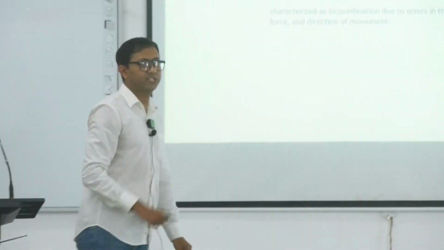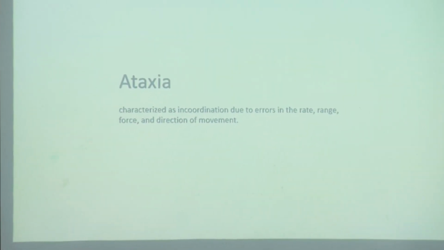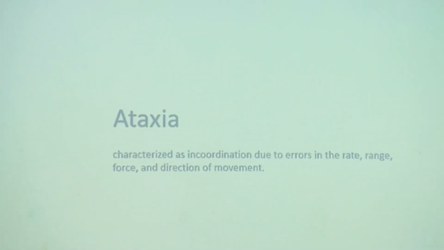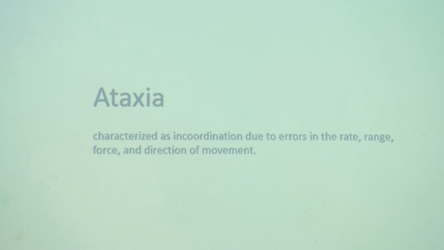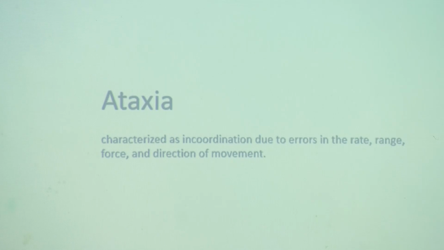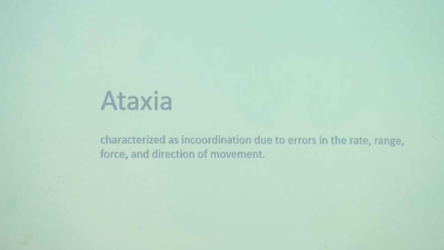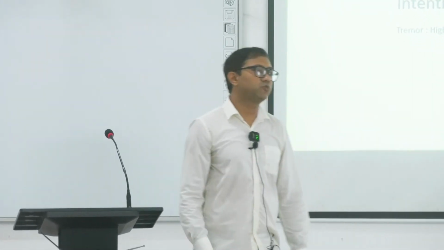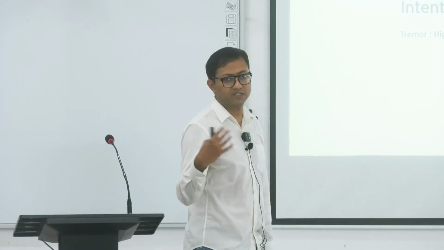Next point, ataxia. Ataxia is defined as error in the rate, range, force and direction of movement, in coordination of movement. There is ataxia in cerebellar disease, specifically called cerebellar ataxia, and we can differentiate cerebellar ataxia from sensory ataxia by doing a simple test called Romberg test. All of you know what is Romberg test. Next point is intention tremor, to differentiate it from resting tremor which happens in PD.